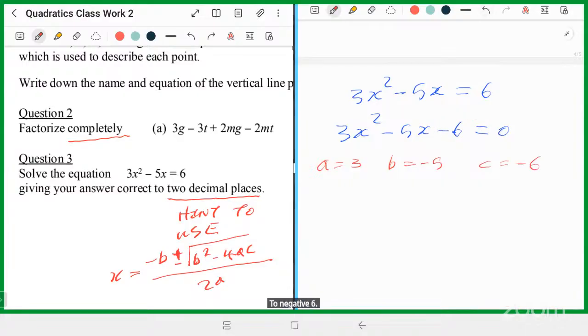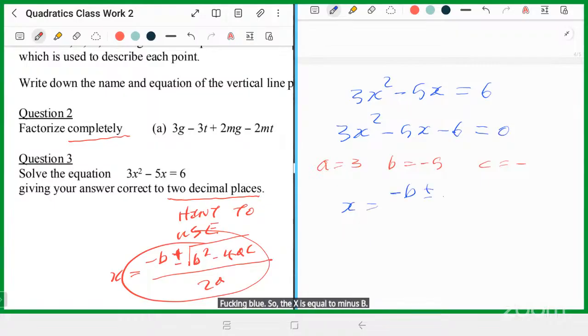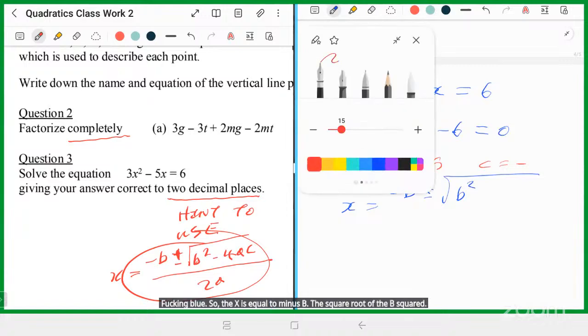I plug those values into this formula. Let's write the formula again, back in blue. So x is equal to minus b plus or minus the square root of b squared.